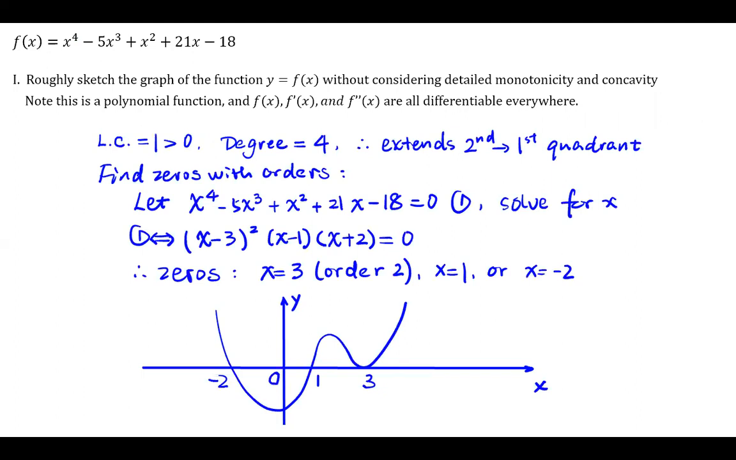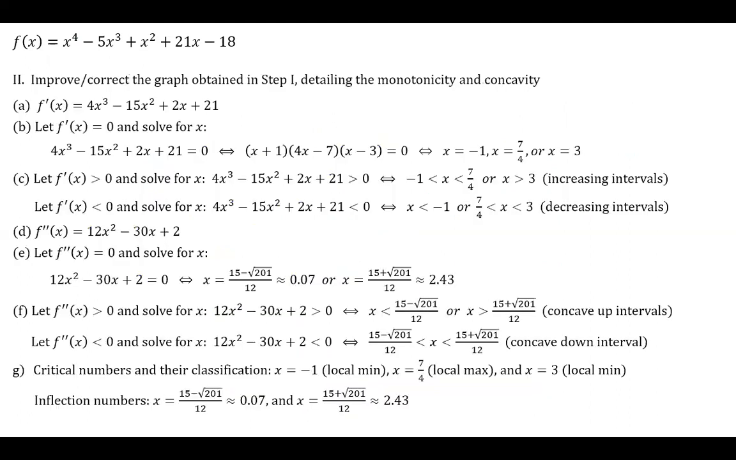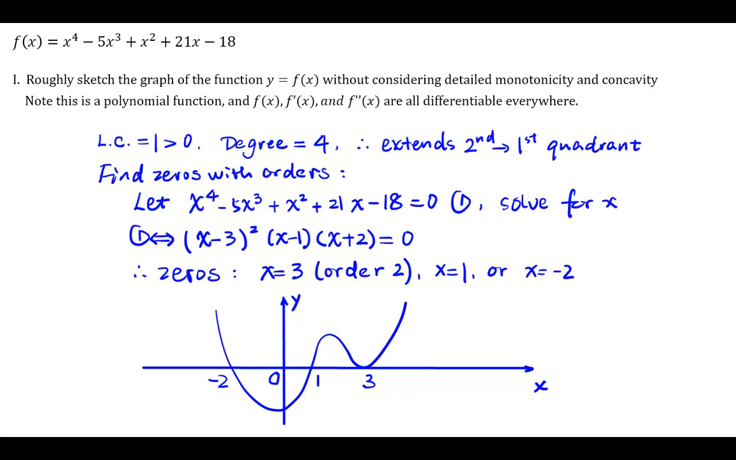So first we need to check the leading coefficient and degree. The leading coefficient here is one, which is greater than 0, and the degree of this function is 4. Therefore, the end behavior of this function is extending from the second to the first quadrant, which basically looks like this. Right, end behavior.